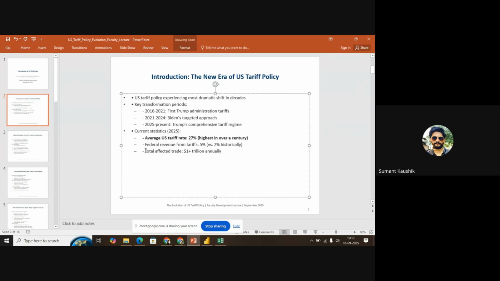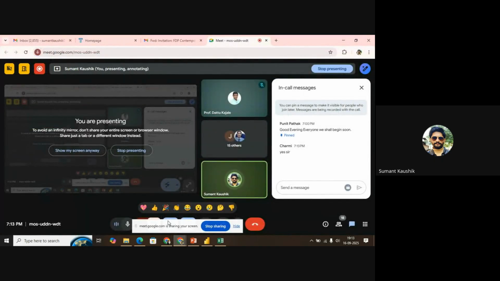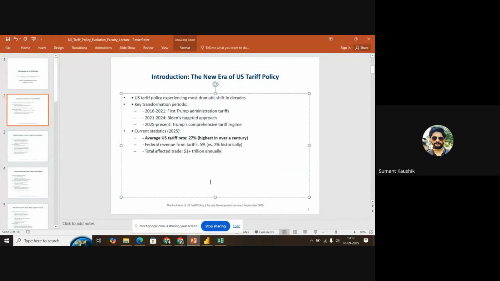Okay. So the average US tariff rate is 27%. That is the highest in over a century. And I think, Shelja ji, you are quite comfortable because you are from economics. So the average US tariff rate is 27%, which is the highest tariff rate in 100 years. Not in a decade, it's in 100 years. Never ever had the US put such a tariff rate. What is the average US tariff?